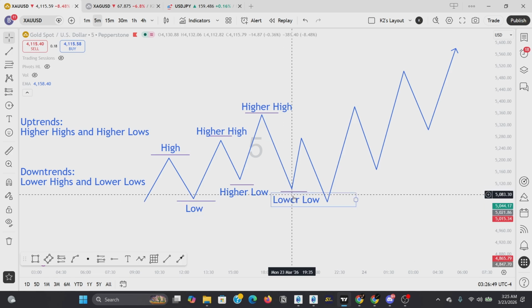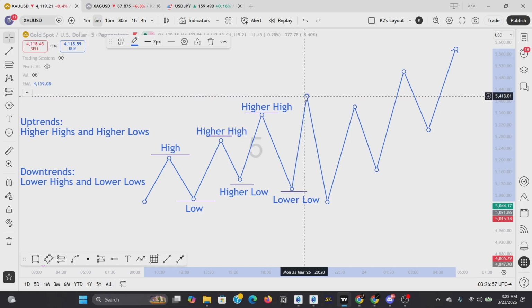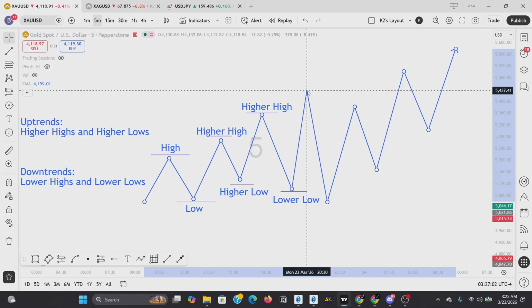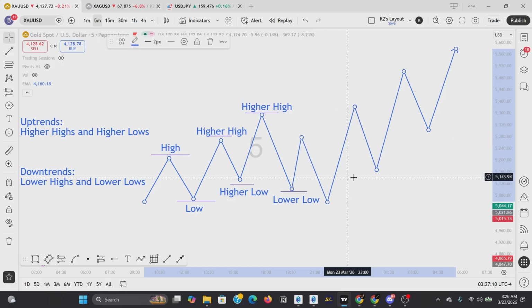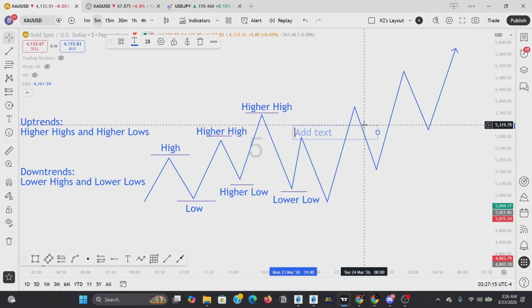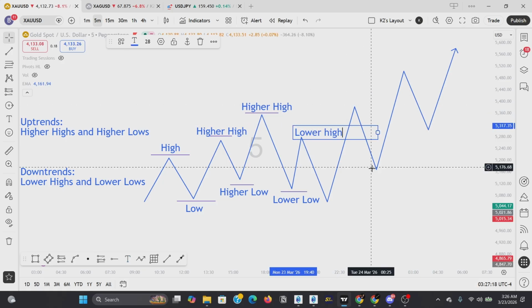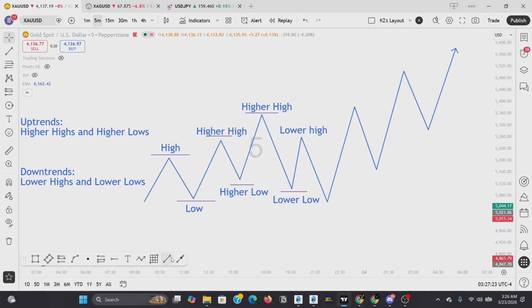Now, if after this lower low there is a higher high, then we have an issue, because price is getting a little confusing. It might be entering a consolidation period, or it might make another higher low than both of these, but we're not there yet. This next high was lower than this higher high. Does this immediately make it a downtrend? No, it does not make it a downtrend immediately.